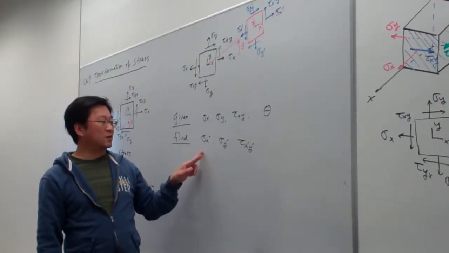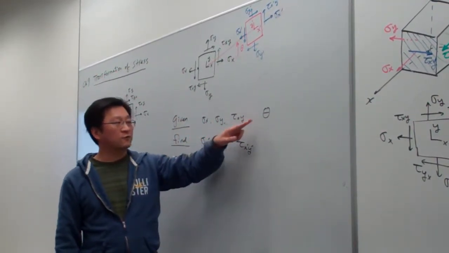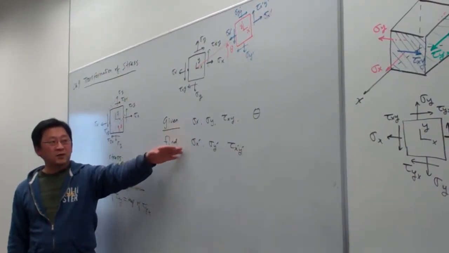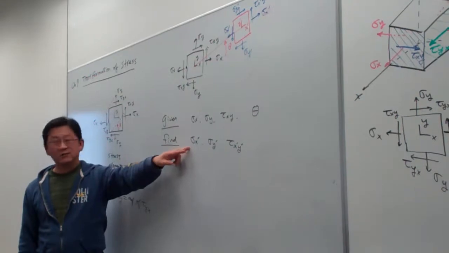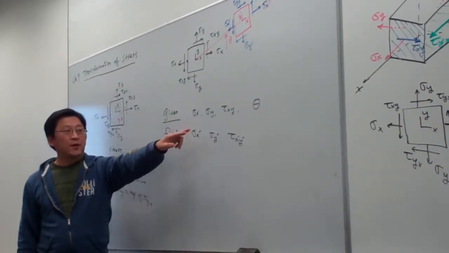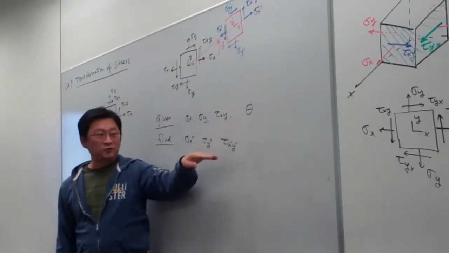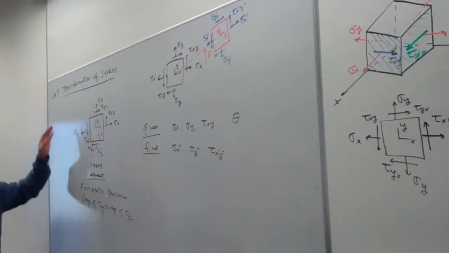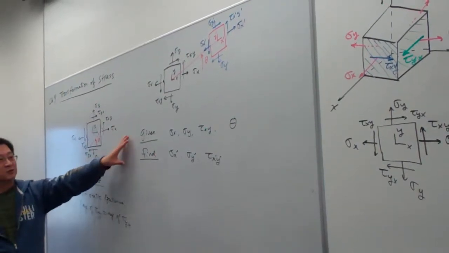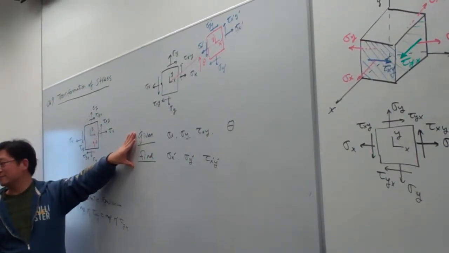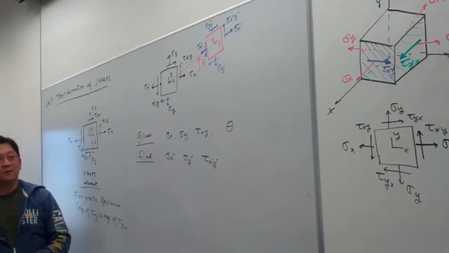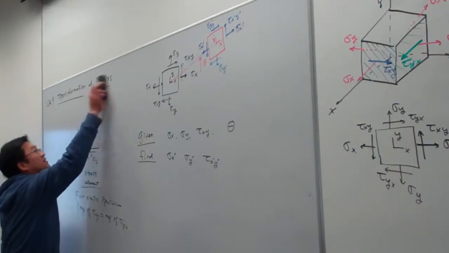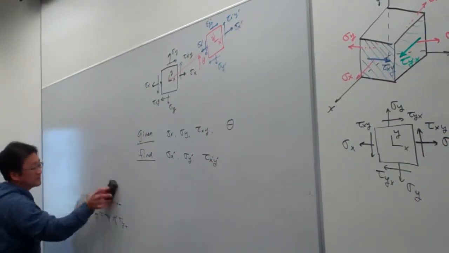And those three quantities will be a function of these four values. And that is called the transformation of the stress from the given one by a certain orientation to the new one. So in this chapter we talk about the transformation of the stress, which is actually to solve these problems. Okay, so any questions? So that is the big picture of this chapter.